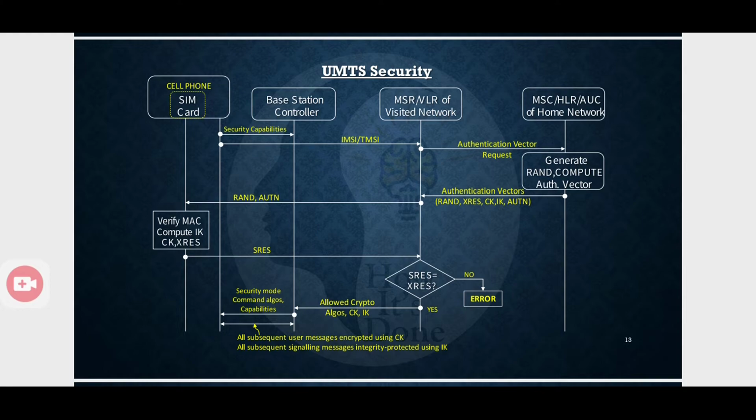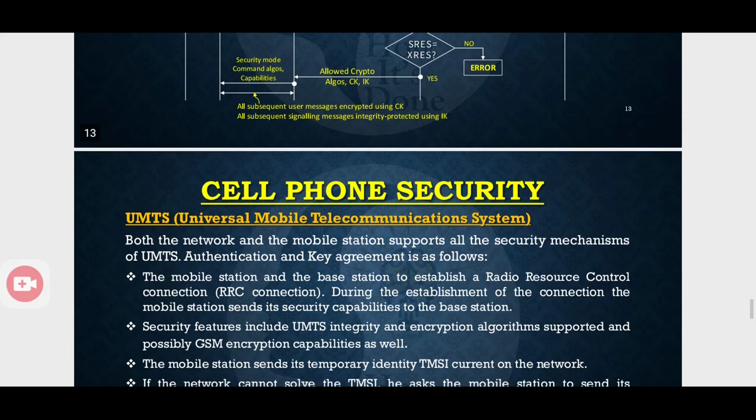So within this figure, first you can see the cell phone, the user equipment, which can send the security capability to the base station controller. Then also the cell phone can send IMSI and TMSI number to the visited network.